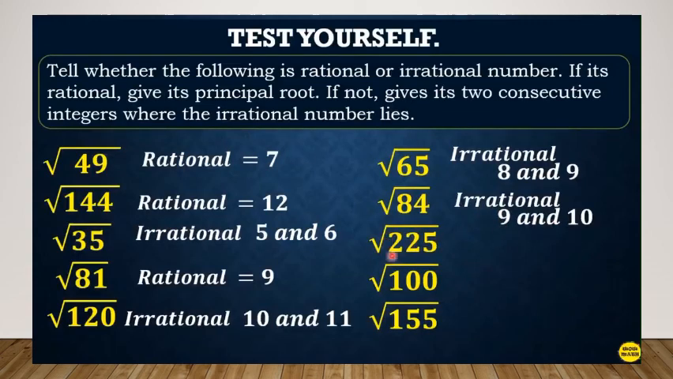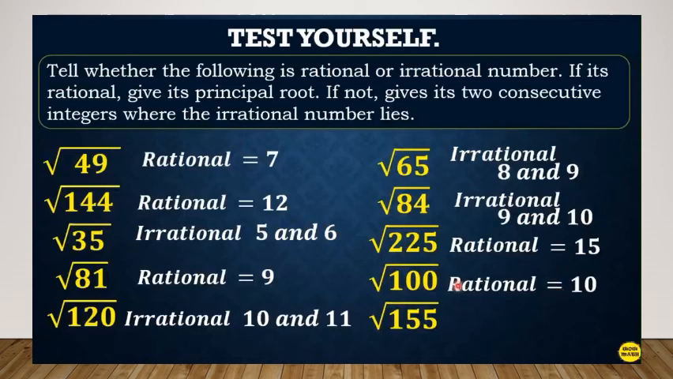Next, 225. This is a perfect square. So, that is rational. And the principal root is 15. Square root of 100. This is also rational. And the principal root is 10. How about square root of 155? Okay, that is irrational. This is not a perfect square. So, therefore, this is between, saan siya gitna? Okay, nasa gitna siya ni, square root of 144 and square root of 169. So, 12 and 13. Okay, so I hope you got perfect. Congratulations!